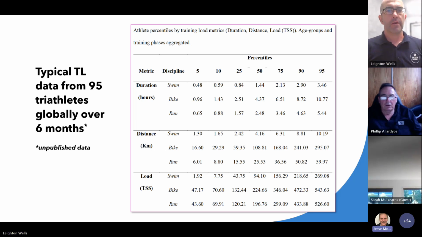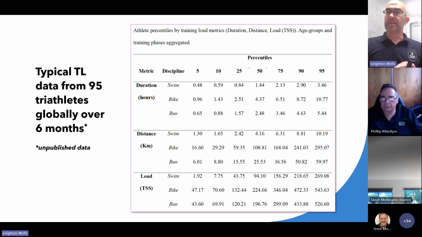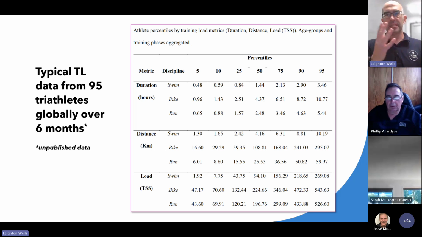We can, yes. Excellent. So we can see there the 50th percentile is about, and remember, this is the average training week over 6 months. So, of course, they deviate up and down. People in these different percentiles might have a heavy block where they're doing more than this, and a recovery period or an off-season where they're doing less than this. So this is an average week.